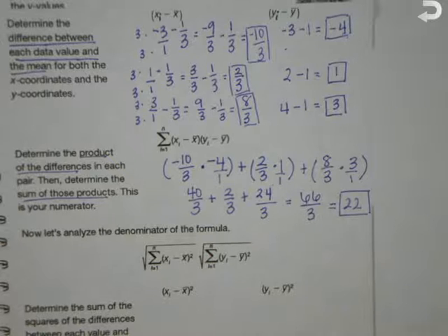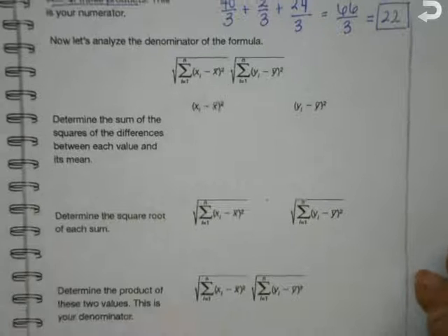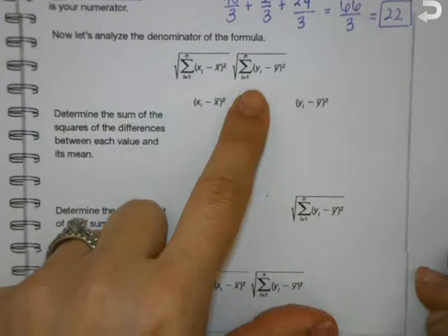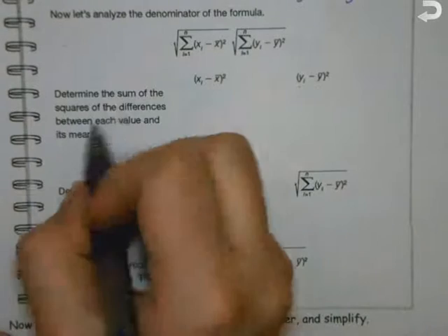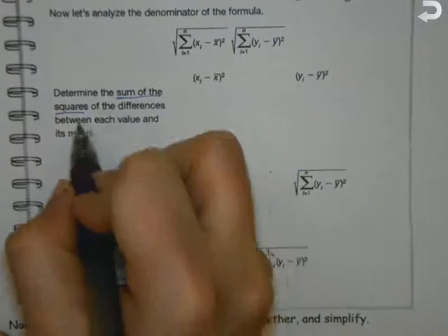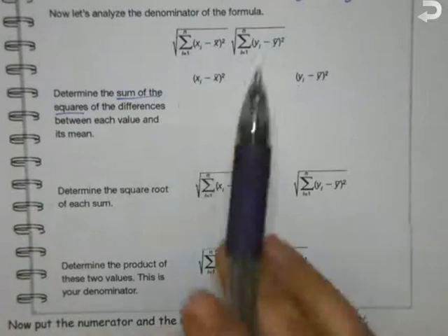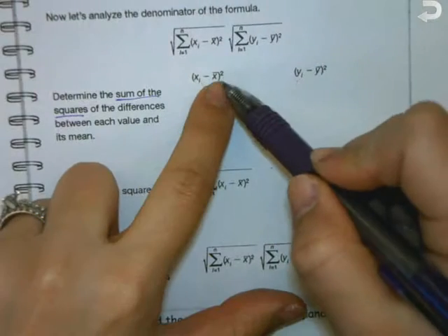Okay, so that was as far as we got on Friday. So we just did everything with the numerator. Now let's work on the denominator. So here's the denominator piece. Remember, it looks scary, but it's really not that bad. So the first part is to determine the sum of the squares of the differences. Okay? So let's look at the x's first. So we're doing that xi minus x bar, and then we're squaring it.